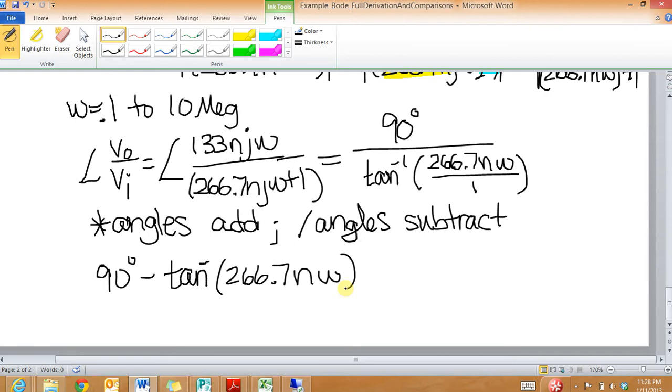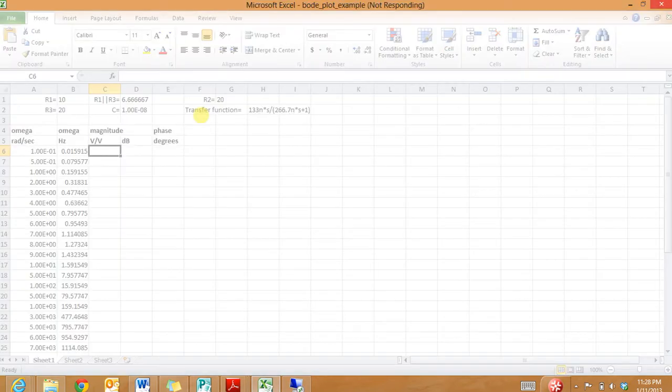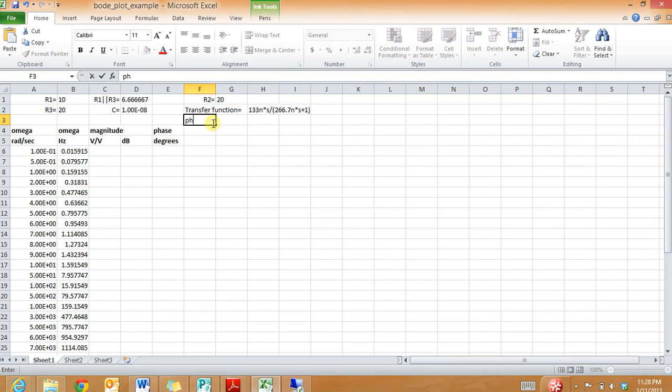It was 90 minus, just so I can remember, it was 90 degrees minus the inverse tangent of 266.7n times omega. And this was the transfer function: 133n times s over 266.7n times s plus 1.